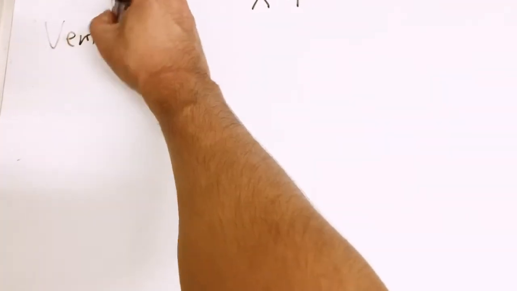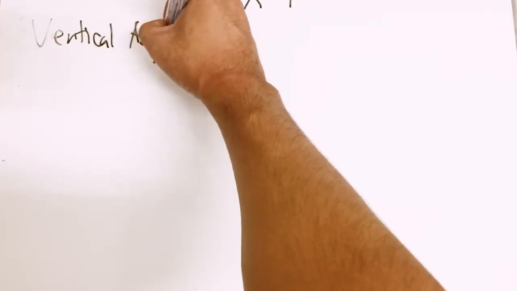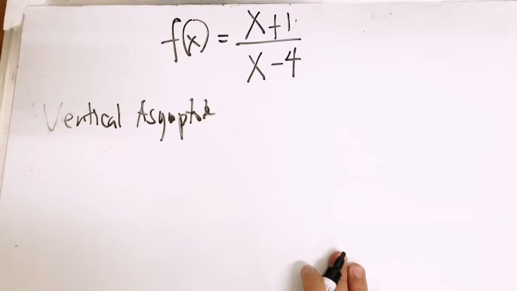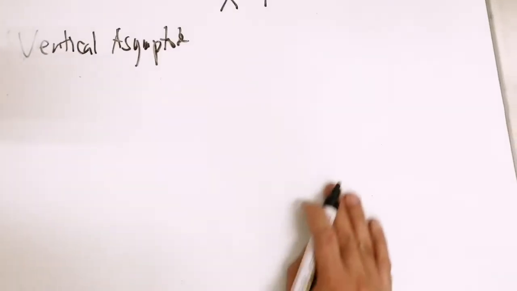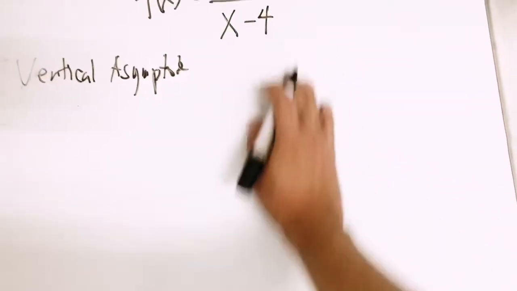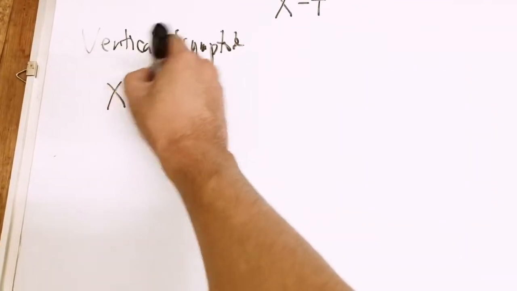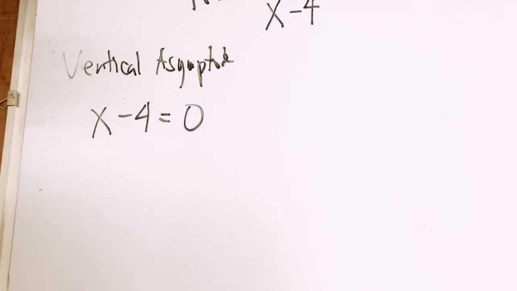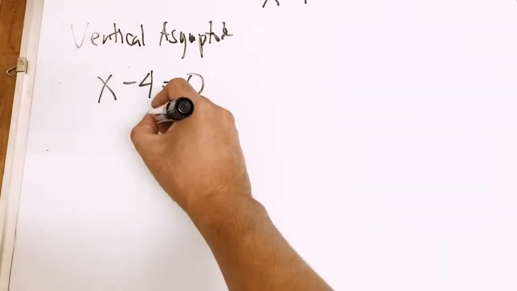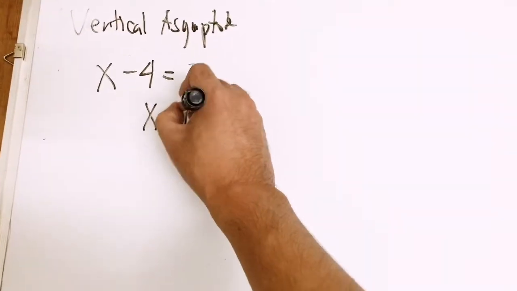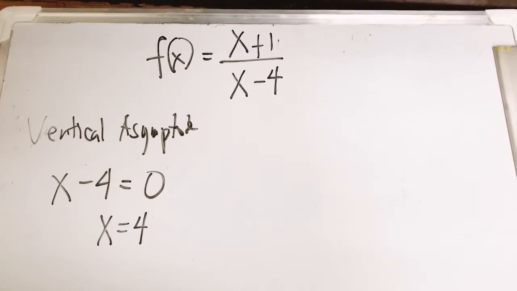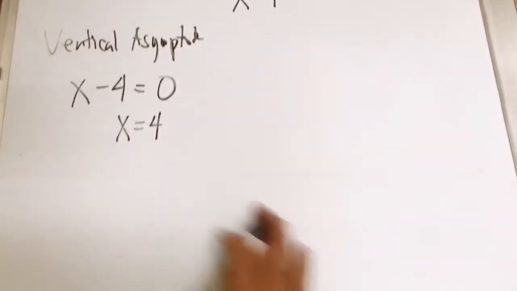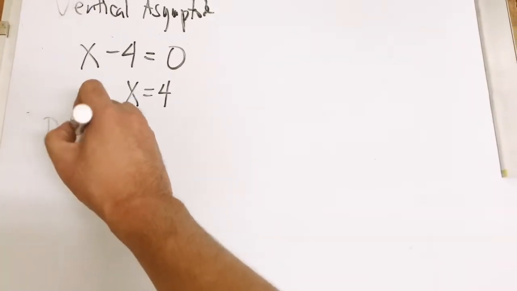asymptote. In finding the vertical asymptote, all we need to do is to equate the denominator into 0. So we have x minus 4 is equal to 0. Then let's try to find the value of our variable x. So we have x is equal to 4. Since may vertical asymptote na tayo, we can now directly determine the domain.